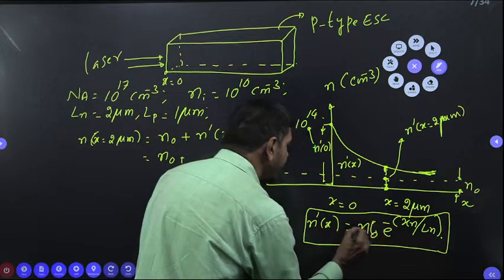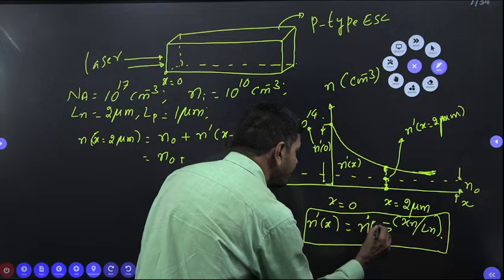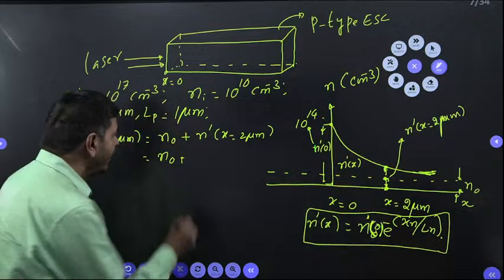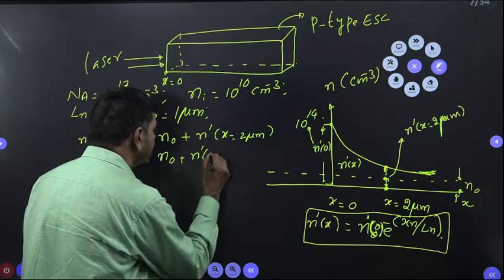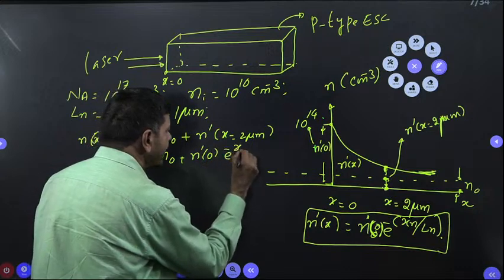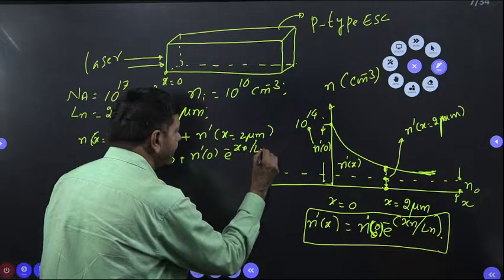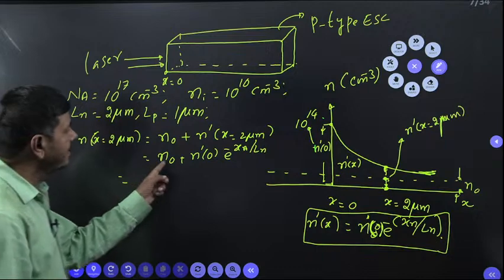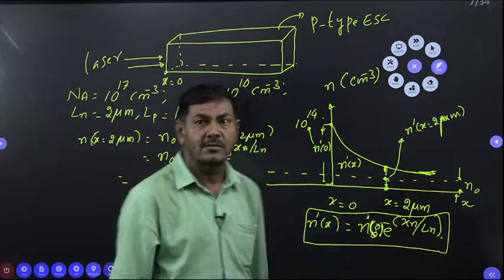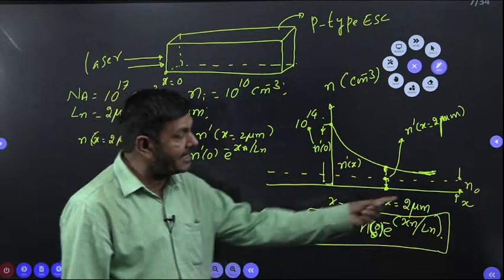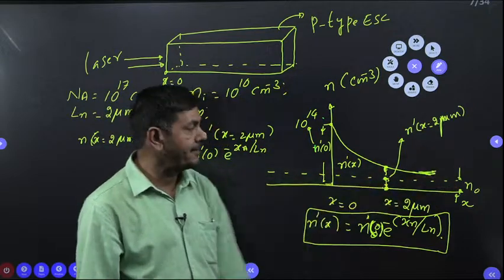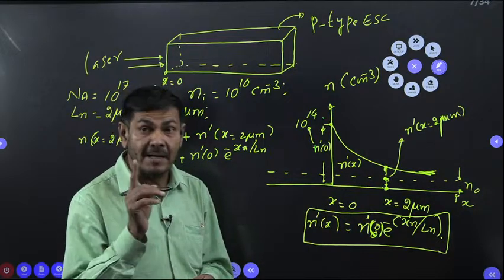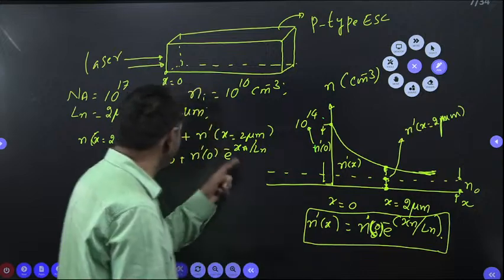N naught means this we can write directly, N dash of 0 at X equal to 0 only. N dash of 0 into e power minus X by Ln, I can write directly here now. What is N naught? Is the N naught value known or unknown? It is unknown. That value is nothing but the minority carriers which are existing in the p-type extrinsic semiconductor. Minority carriers in the material can be calculated by using what law? Mass action law only. By using the mass action law, we need to calculate N naught.